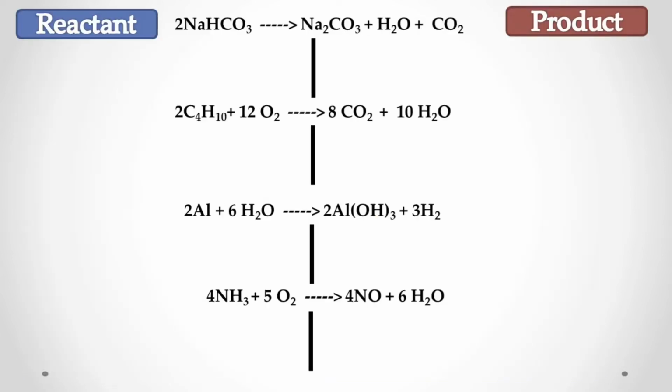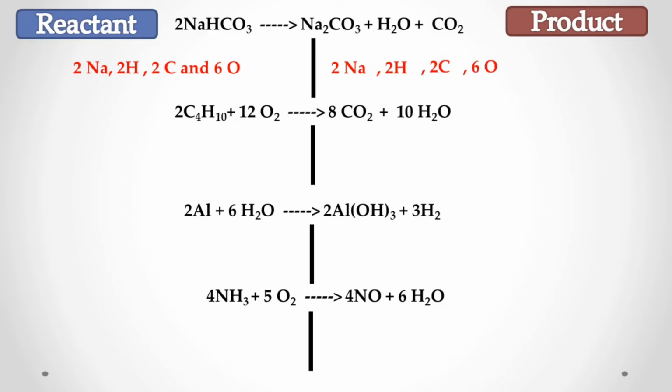So in order to check whether the equations are balanced or unbalanced, we can check the number of atoms of each element in the reactant and product side. Let's take the first equation. In the reactant side, there are 2 sodium, 2 hydrogen, 2 carbon and 6 oxygen atoms. In the product side, we have 2 sodium atoms in Na2CO3, so there are 2 carbon atoms, 2 hydrogen atoms and totally 3 plus 1 plus 2, 6 oxygen atoms. So the first equation is a balanced equation.